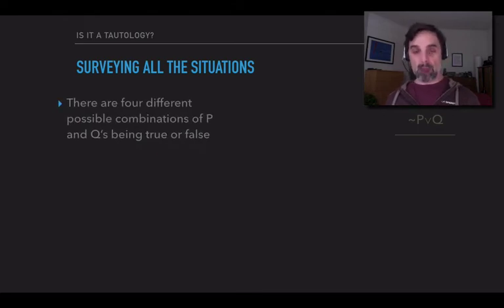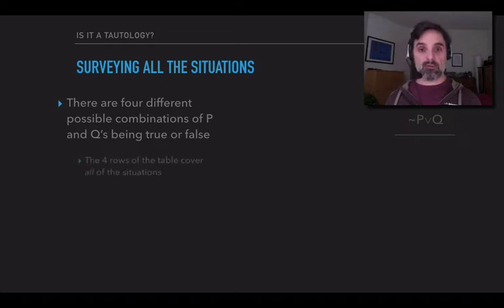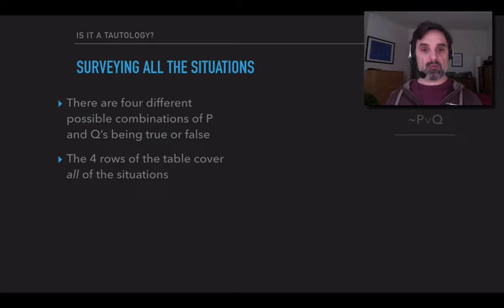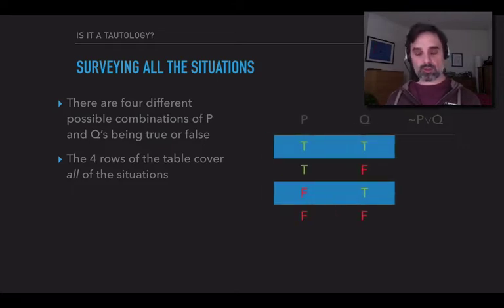Well, what matters to the truth value of not P or Q is the truth values of P and of Q. And there are 4 different possible combinations of their being true or false, and the rows of the truth table cover all 4 of the situations. There's a situation where both P and Q are true. There's a situation where P is true and Q is false. There's a situation where P is false and Q is true. And there's the situation where we're both false.